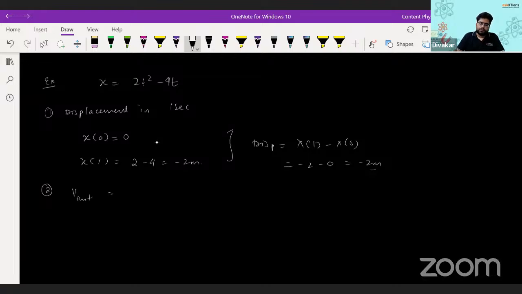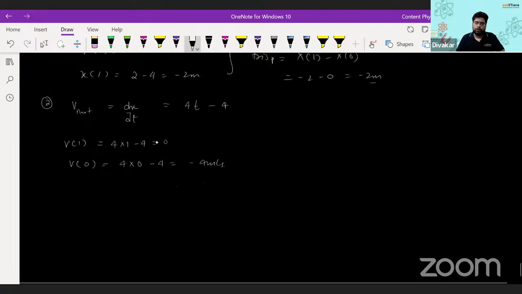The second question they can ask you when they give you a function is what is the instantaneous velocity. So you will say, I have just learned that if I differentiate this, or take a small value of dx divided by a small value of time, I'll get that value. So I can say dx by dt. Differentiation of 2t square is 4t, right? And differentiation of minus 4t is minus 4. So if I ask you what is the velocity at 1 second, you will say 4 into 1 minus 4, which is 0. Velocity at 0, you will say it was 4 into 0 minus 4, so that is minus 4 meter per second.